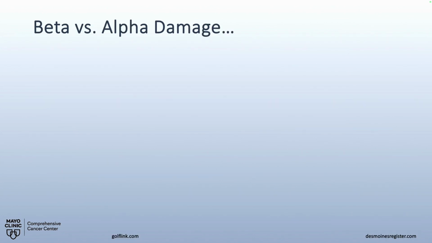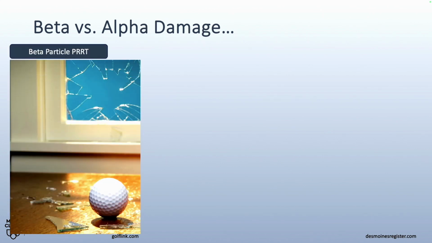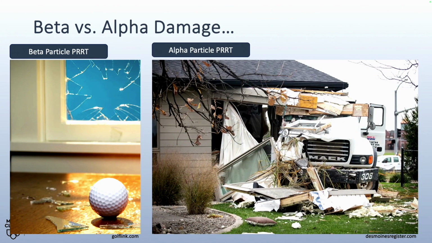So this is something that I sometimes show. If you think of your house as tumor DNA, and this is the beta damage to your house, it's a golf ball coming in through your window with lutetium-177, well, this is alpha particle therapy. So this is a Mack truck. And so if it hits your house, it just totally shatters the DNA.